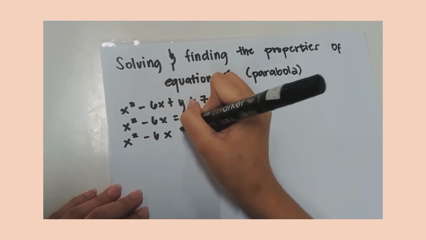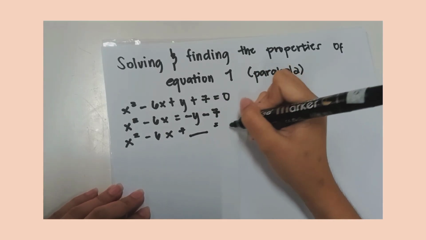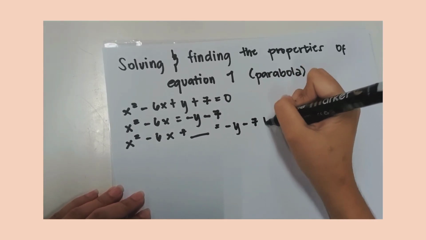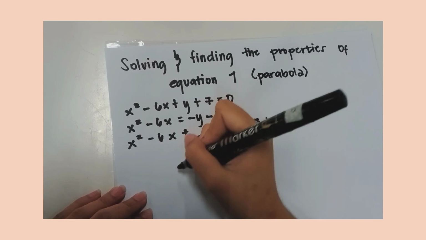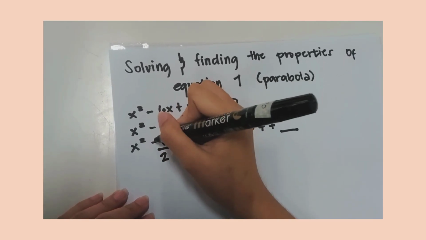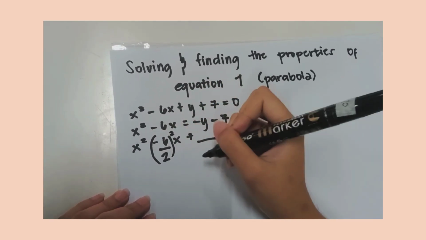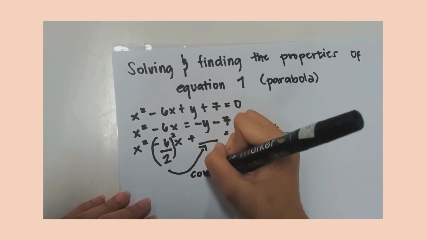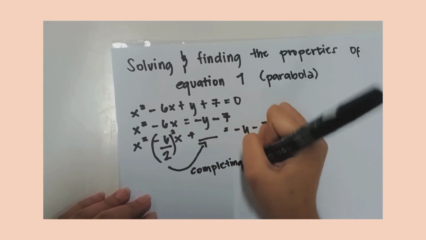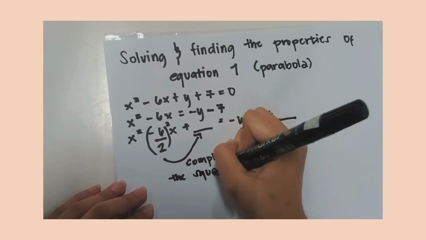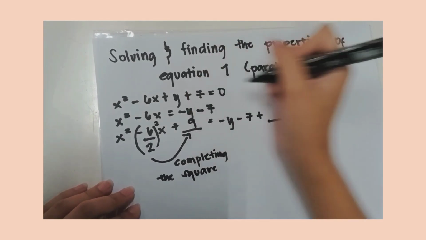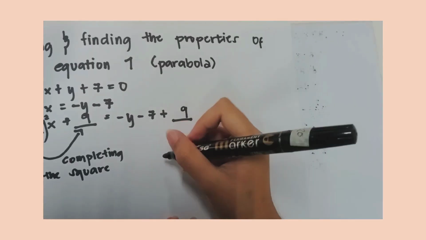After regrouping, we write x squared minus 6x into a perfect square trinomial. To do this, we must complete the square by dividing the middle term by 2 and then squaring. Negative 6 divided by 2 is equal to negative 3, squared is equal to 9. Add 9 to both sides of the equation.